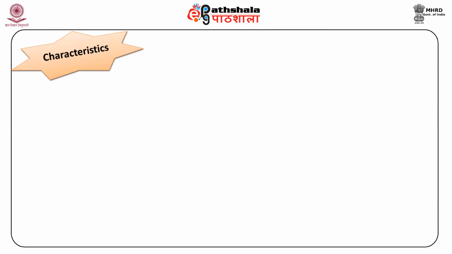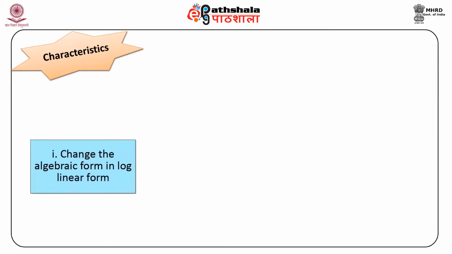First, it makes it possible to change the algebraic form into log linear form, represented as follows: log Q is equal to log A plus a log K plus b log L. This production function has been estimated with the help of linear regression analysis.